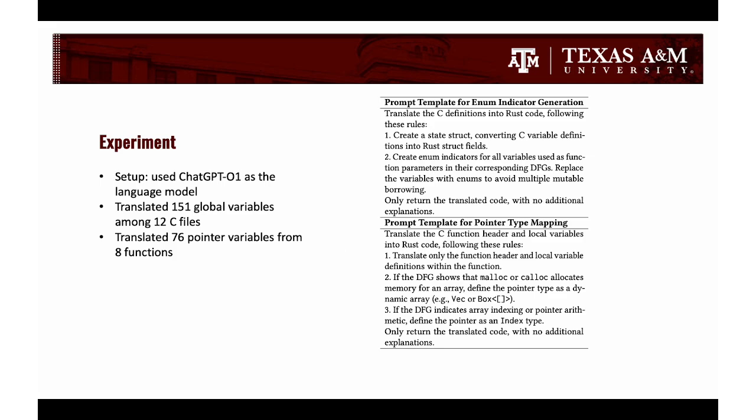If the data flow graph shows that there are malloc or calloc operations in the data flow graph, we ask the LLM to translate it to a Vec or a box of slice. If the data flow graph indicates that there are array indexing or pointer arithmetic in its corresponding data flow graph, we ask the LLM to translate to index type. And if else, it will be translated into a scalar pointer.